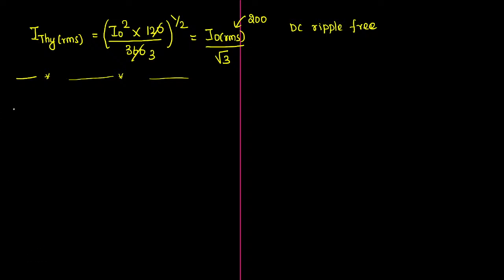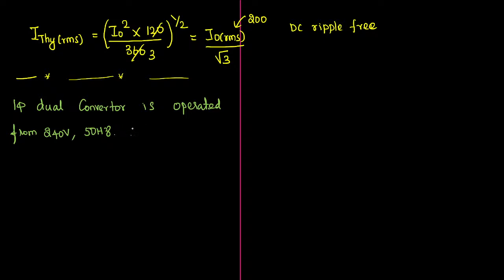One minute. See, the question is about a single phase dual converter. A single phase dual converter is operated from 240 volts, 50 Hz frequency, that is given. The load resistance R is equal to 10 ohm.